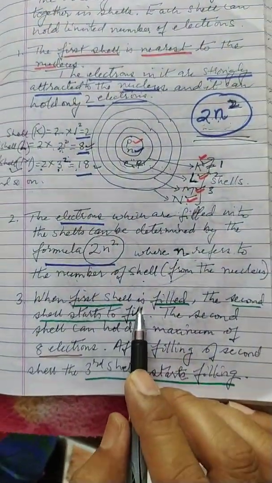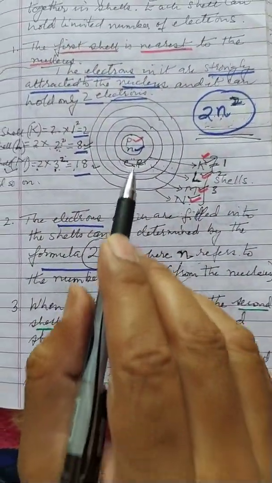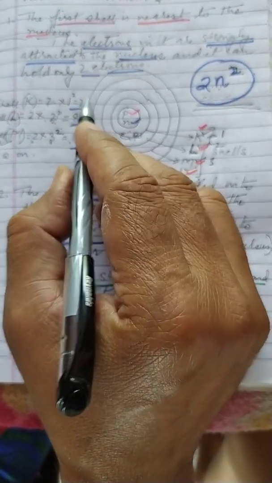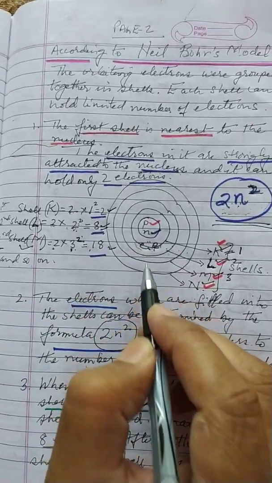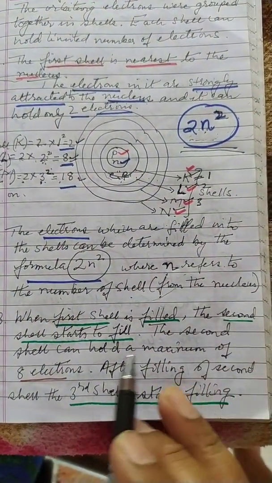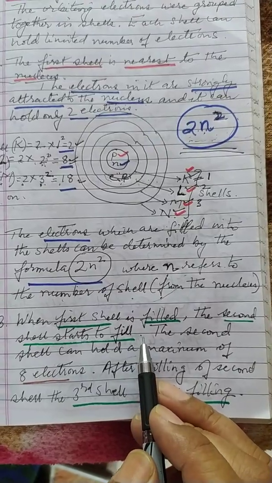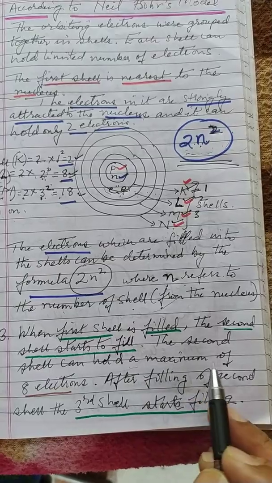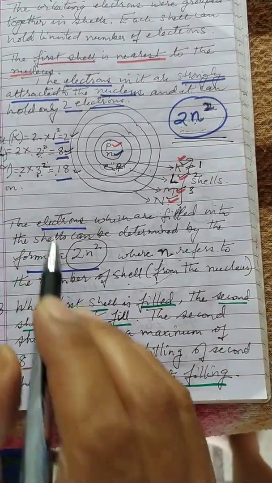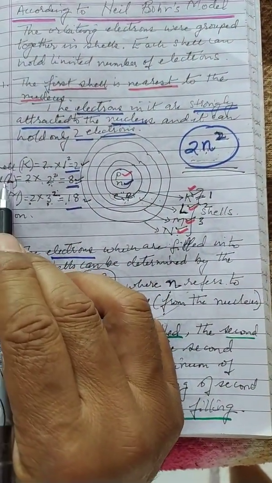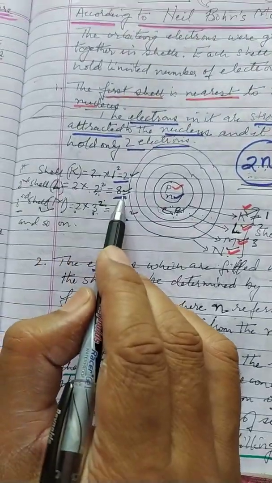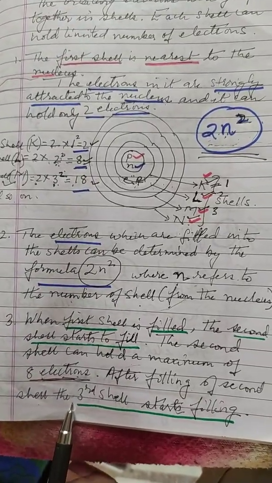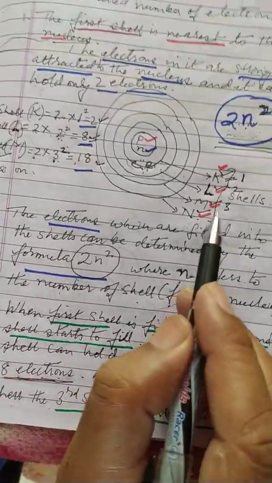When the first shell is filled, we see the first shell is filled with maximum how many electrons? We saw that the first shell has a maximum of 2 electrons. The second shell starts to fill after the first shell is filled. The second shell can hold a maximum of 8 electrons. How many electrons can the L shell, or the second shell, accommodate? 8 electrons. After filling of the second shell, we come to the third shell or the M shell.